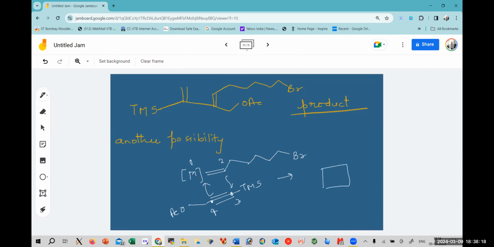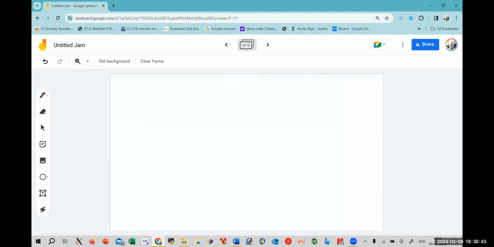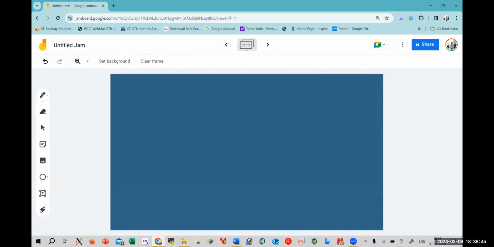So we'll just first make a metallacyclobutane. 1, this is 2, 2 is having a bromine group over here. 3 is having the TMS group with a double bond. This is 4, which is having CH2OAc. Now the new bond has to be formed between like this. So it would now give you the following product.